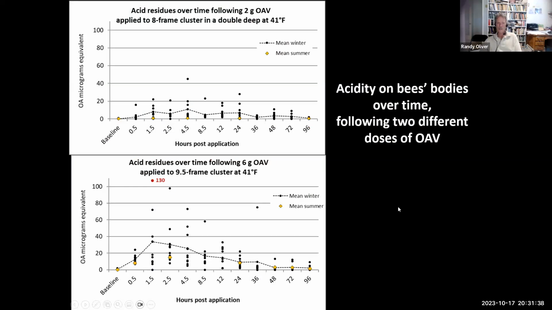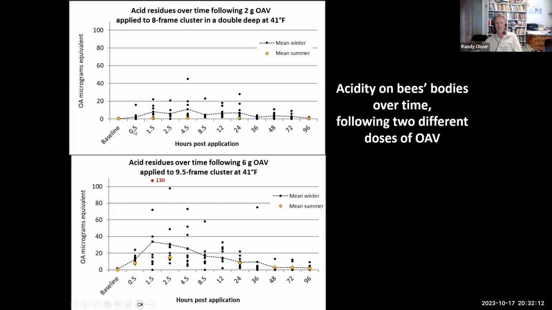happening in the hive. So if you're vaporizing, I did summer and winter vaporizations of double deeps with 8 frame clusters, roughly, 8 or 9 frame clusters. This is done at 2 grams per double deep, so that's 1 gram of oxalic per brood chamber. Some of these dots are for 10 bees, so there should be 10 dots, but I had to offset them so you can see them all. Some overlap, but the average is a dotted line.